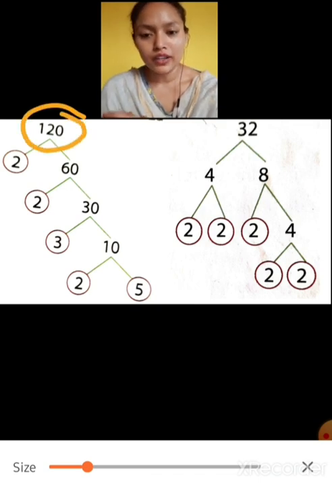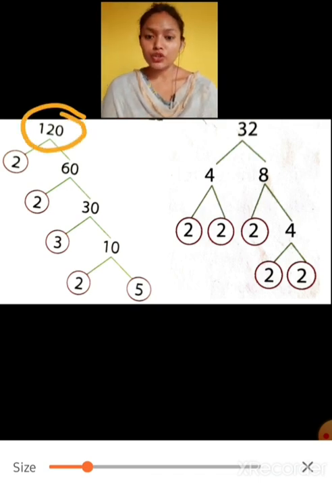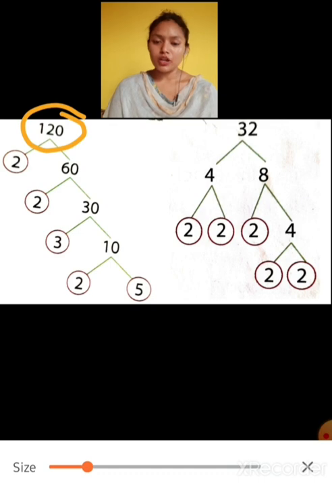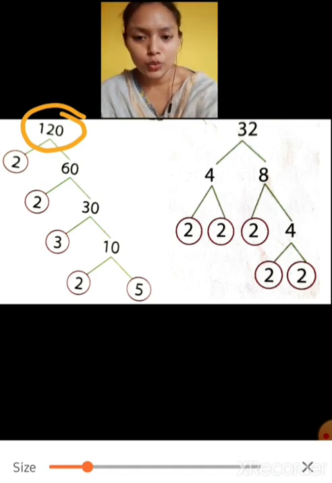Now here you see this one, it is 120. We have to find the factors of 120. So we should know 120 comes in the table of, so we can see that 60 multiplied by 2. 60 2s are 120. So we have written 60 multiplied by 2 is 120. Then 2 cannot be further divided.